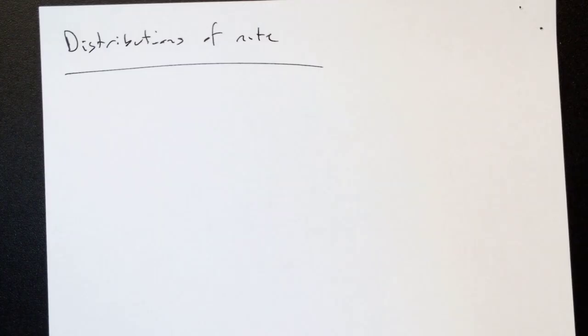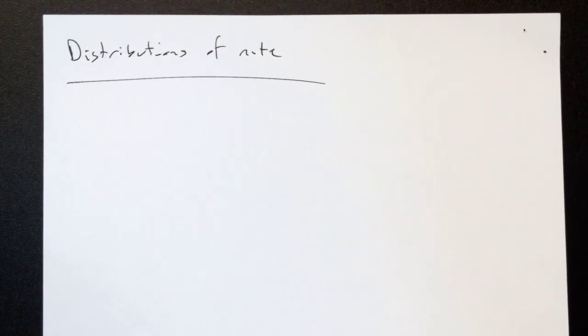Okay. There are a couple of discrete distributions that we use most frequently. And they're based on what I consider to be two primary ideas. I want to start with the uniform distribution.